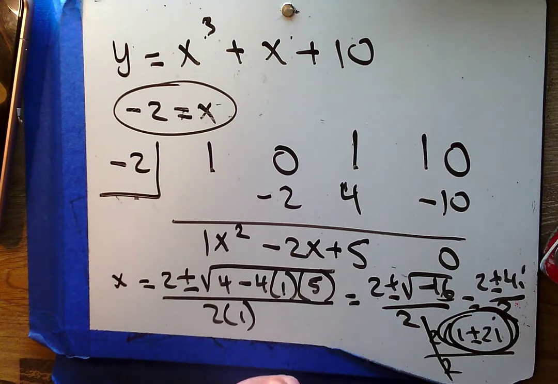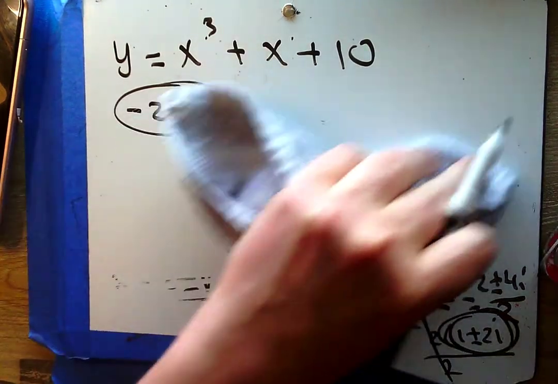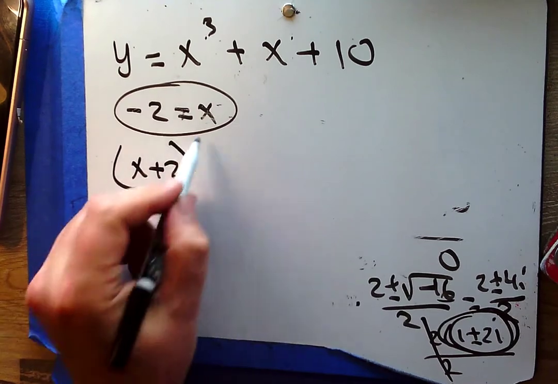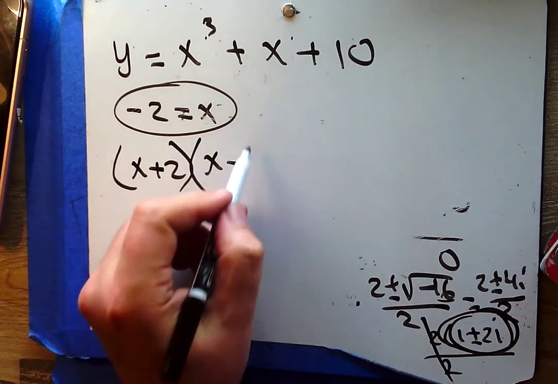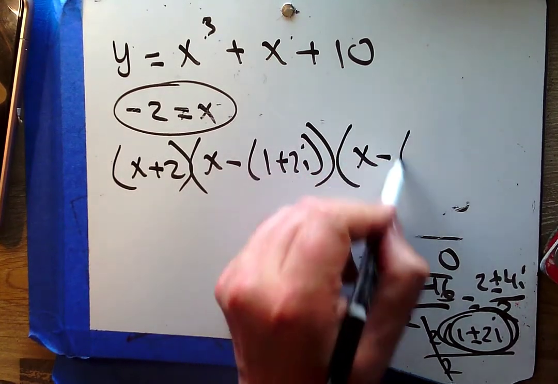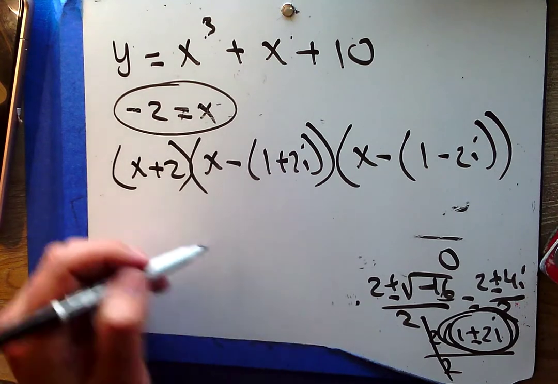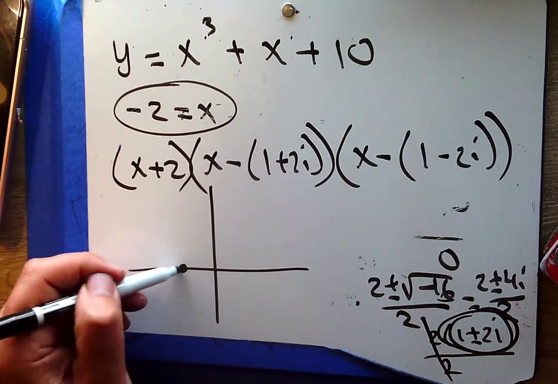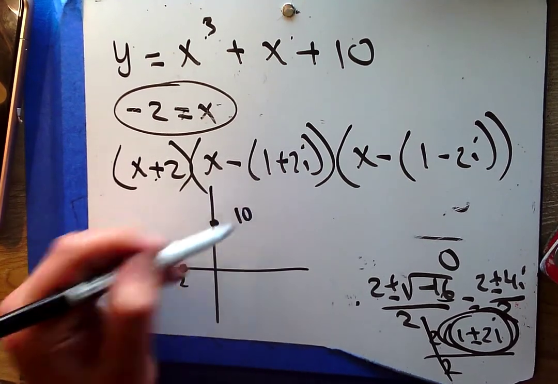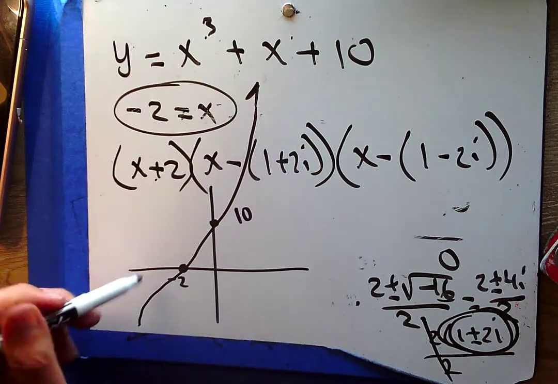So these are my complex roots, and now I feel like I'm ready to write the factored form of this polynomial. I have my original x plus 2, and then I have these, x minus 1 plus 2i, and x minus 1 minus 2i. Okie dokie. And the only thing I know is I've got an x-intercept at 2 and a y-intercept at 10, and I'm willing to say something like that.